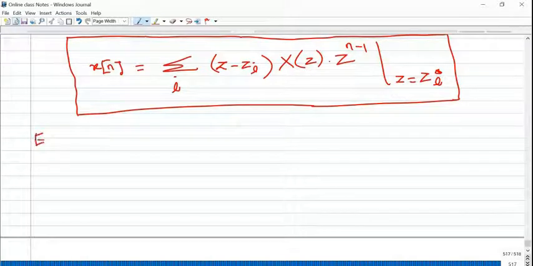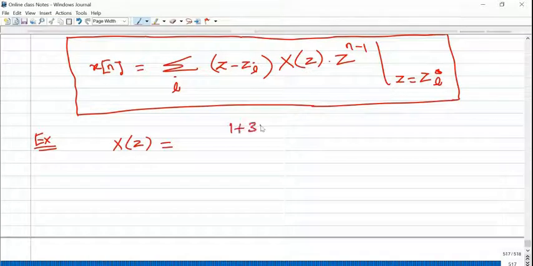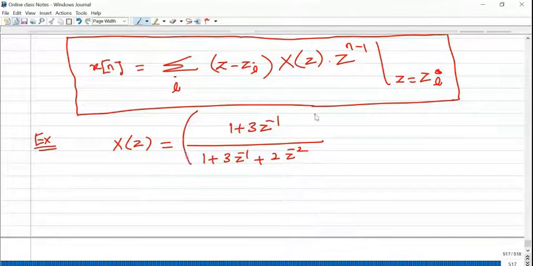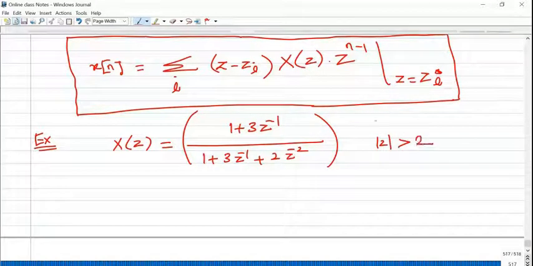So the first problem in the residue method: X of z equal to 1 plus 3z power minus 1 divided by 1 plus 3z power minus 1 plus 2z power minus 2. Find the inverse Z transform for the region of convergence modulus z greater than 2 using the residue method.